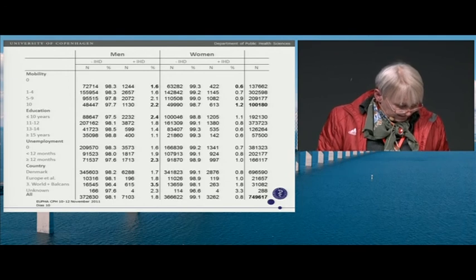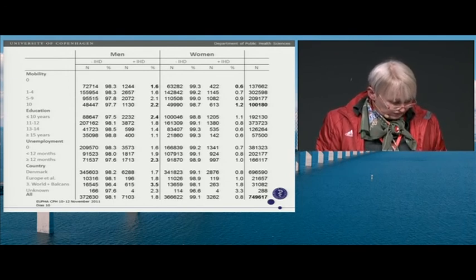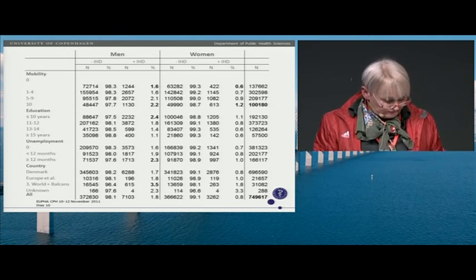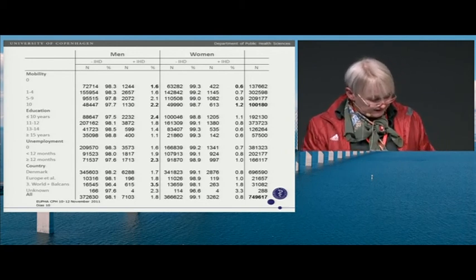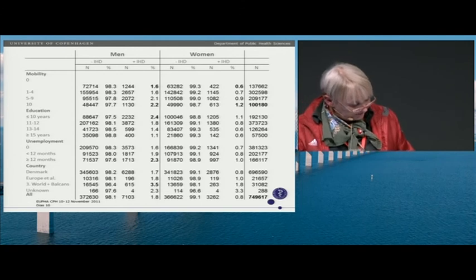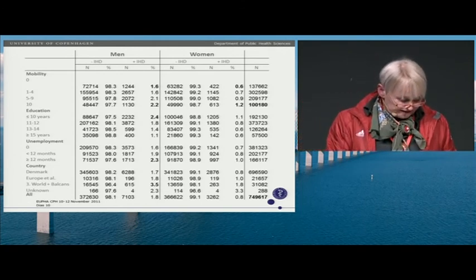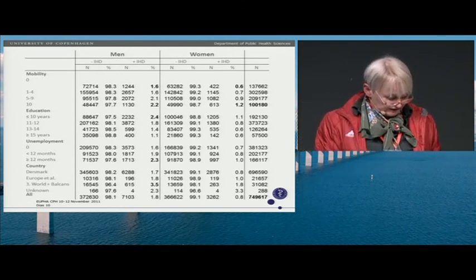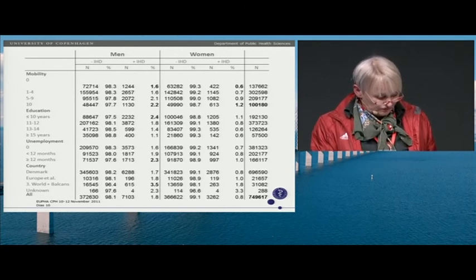There, a high degree of unemployment, more than 12 months, in parallel with a high proportion of ischemic heart disease. And coming from the Third World and the Balkans is seen with a higher proportion of ischemic heart disease than being born in Denmark.